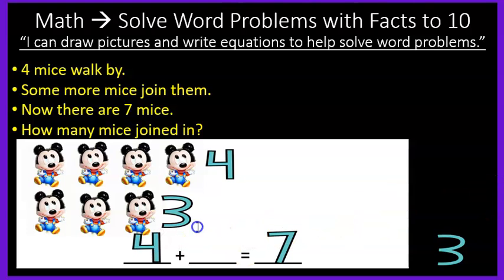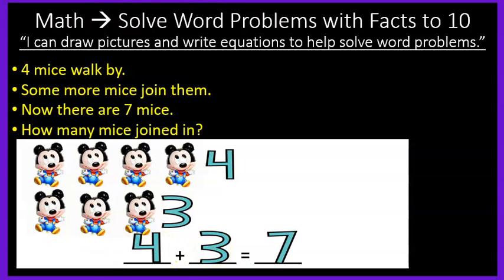4 plus, what's this number? 3. So you're just going to insert 3 there. Now, your addition equation is complete. 4 plus 3 equals 7. Okay? So the question is, how many mice joined in? How many? What number is this? 3. Okay?